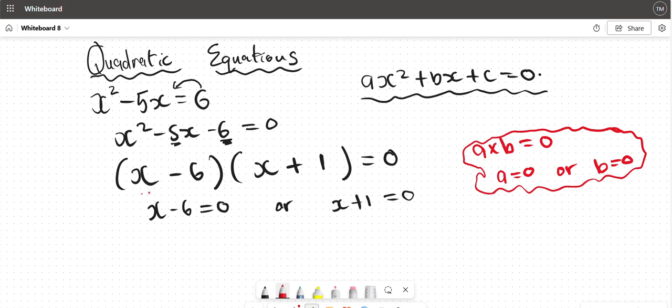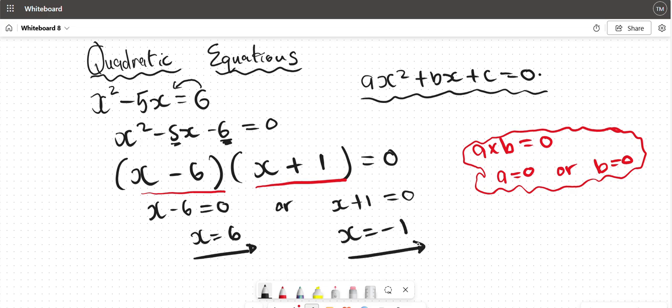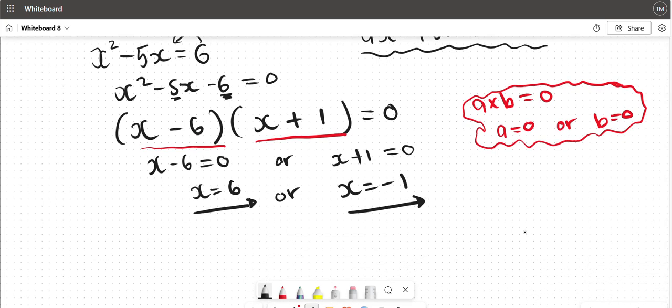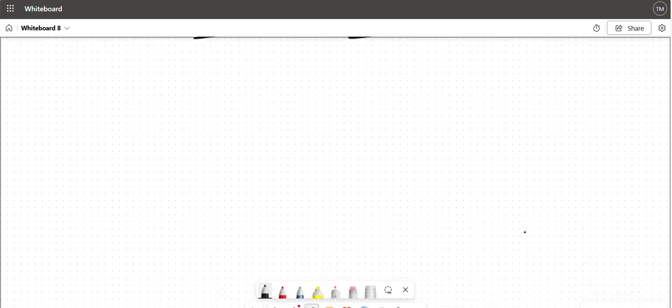So I just took this guy, which is my a, and I made it equal to 0. And I'm saying, oh, this guy is the one that is equal to 0. And in each of these, I can solve for x easily. So x is equal to 6 in this one. And in this next one, x is equal to negative 1. So these are my two solutions. All right. I hope that makes sense. Let's move on to the next one.